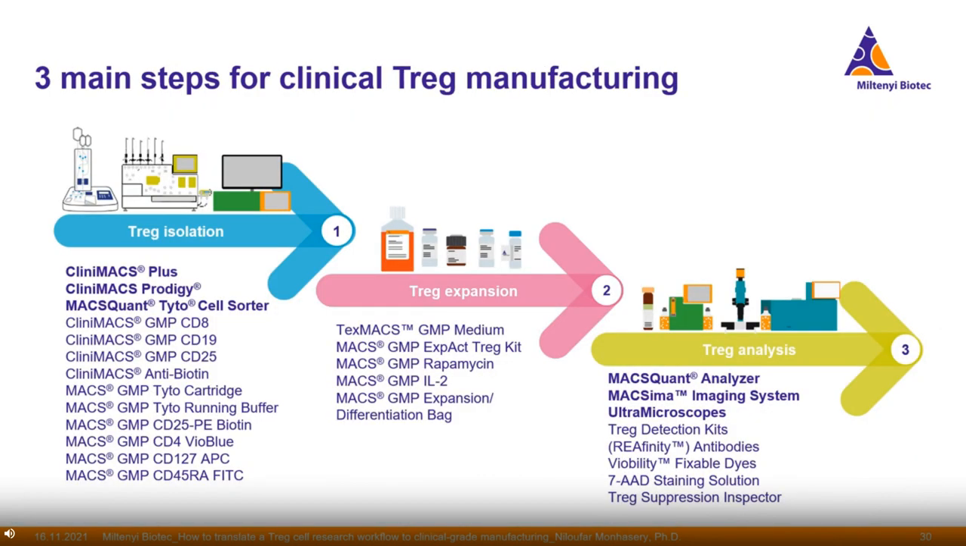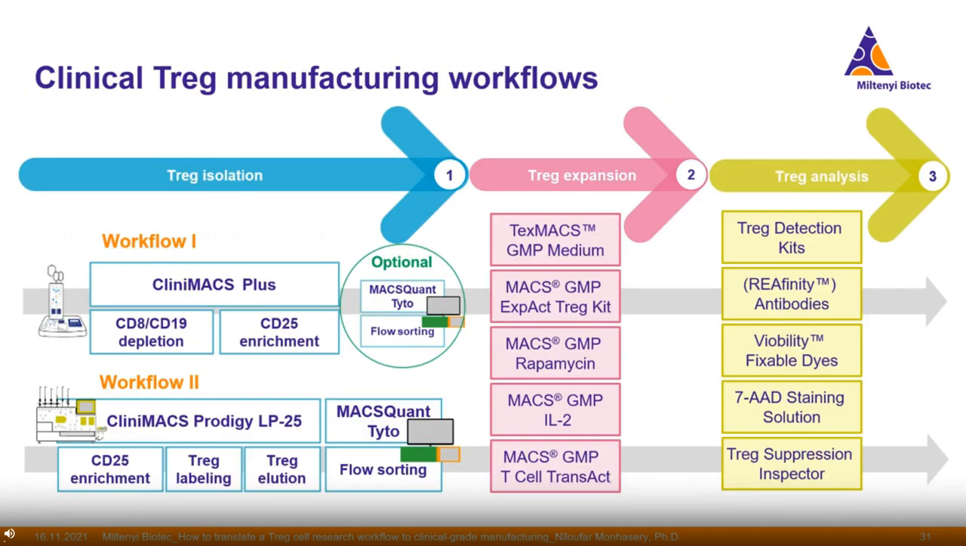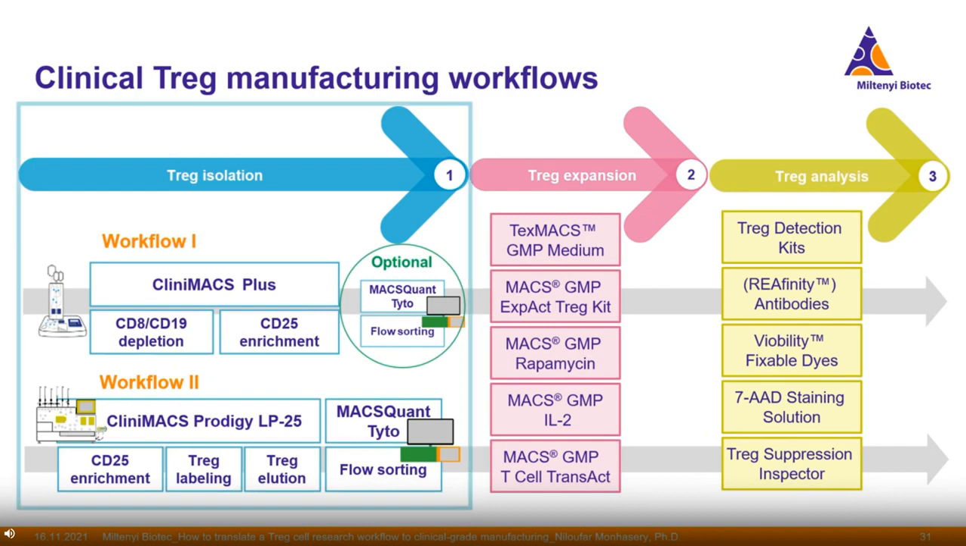There are three main steps for clinical Treg manufacturing: Treg isolation, Treg expansion, and Treg analysis. As you can see here, I've sorted all the material that you might need for producing clinical grade Tregs. I'm going to talk about each step in the following slides. For clinical grade Treg manufacturing, we are offering you two workflows, but these two workflows are different just in the Treg isolation step.